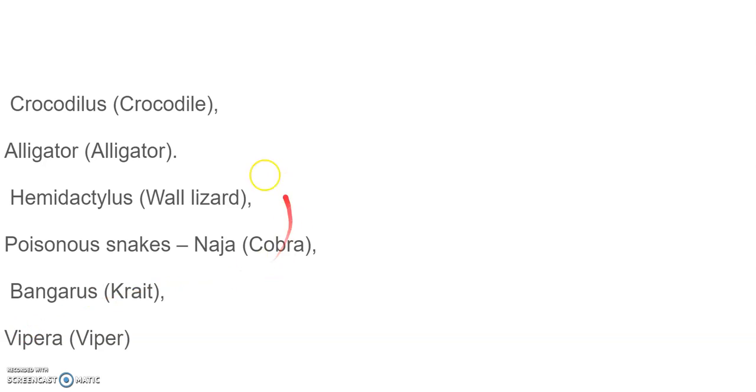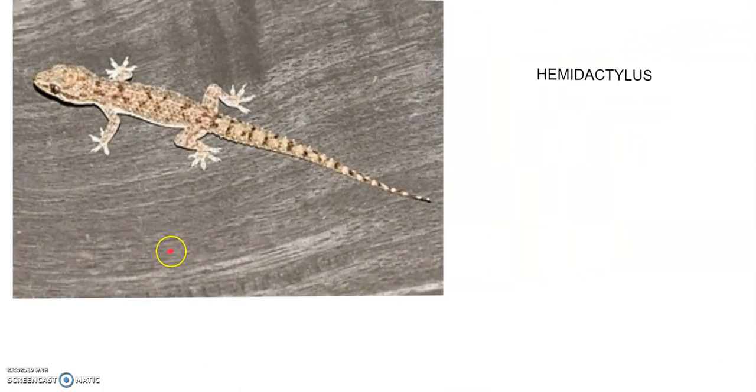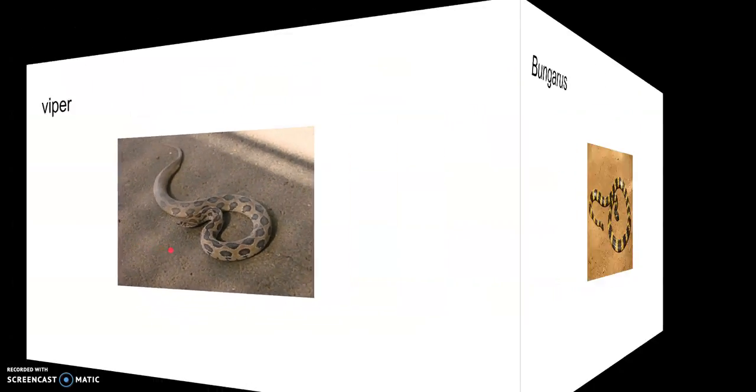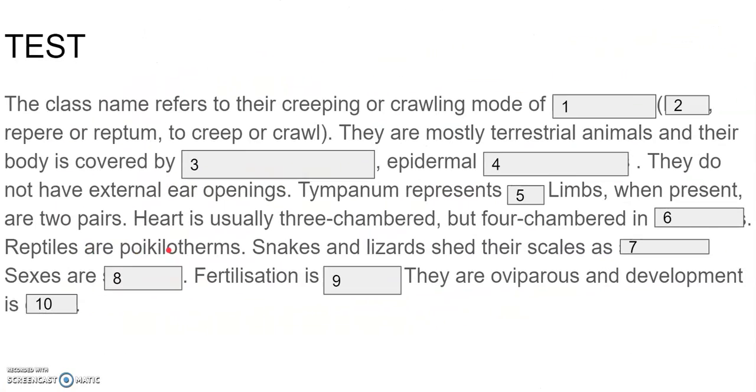Okay, now test. Here are the tests coming. Make sure you got all the diagrams, all examples, all the general characters before you head to the exam. Here comes the first test. It comprises 10 blanks.